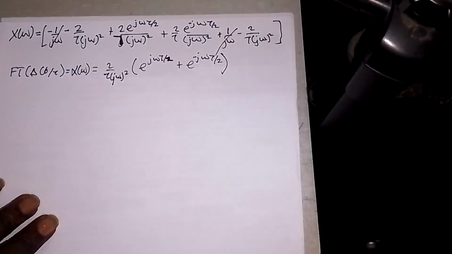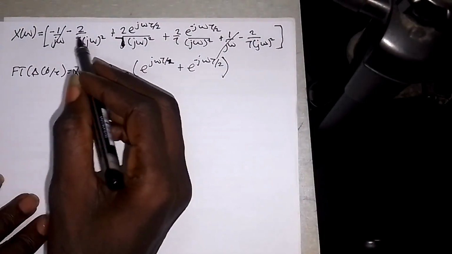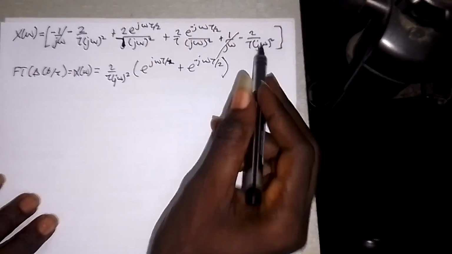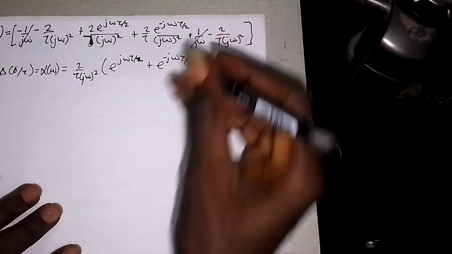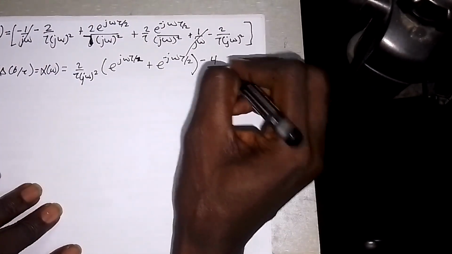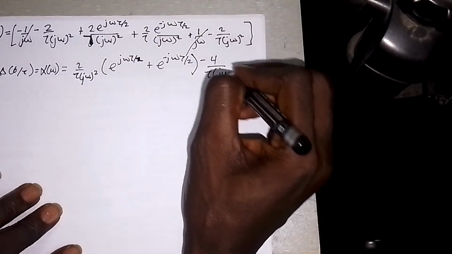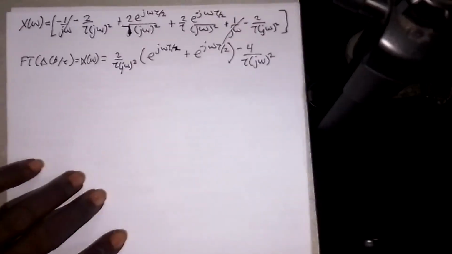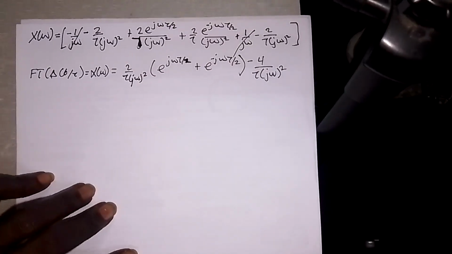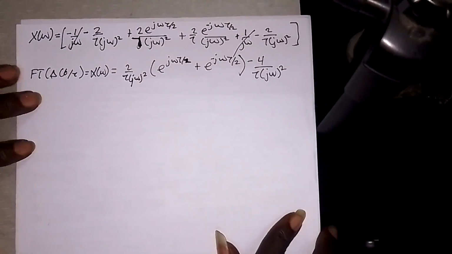All right, then this one and this one, that one I'll get minus 4 on tau into j omega squared. So that is what I'll get.